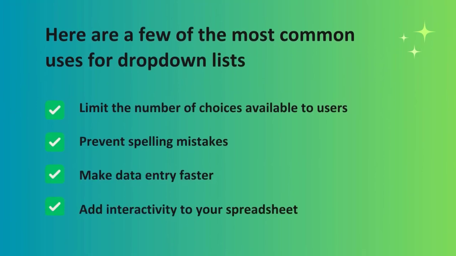Here are a few of the most common uses for drop-down lists. Limit the number of choices available to users. Prevent spelling mistakes. Make data entry faster. Add interactivity to your spreadsheet.